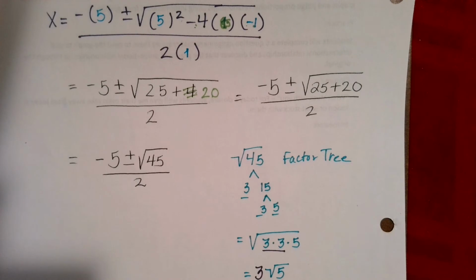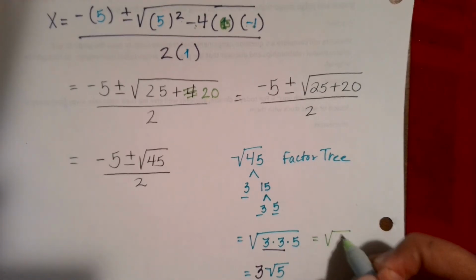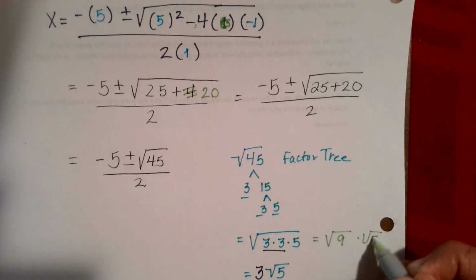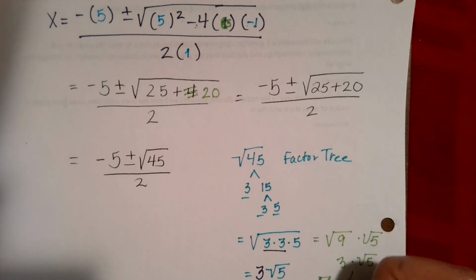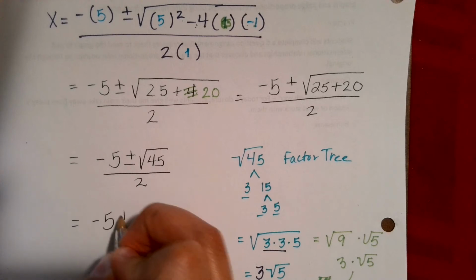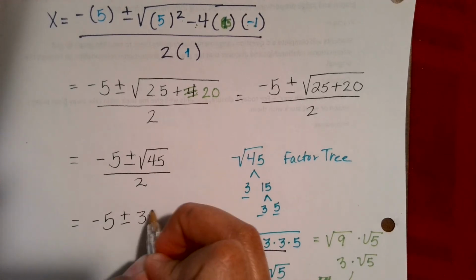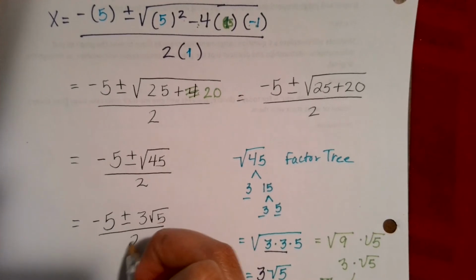Again, how can you think about this? Why does that work? Because technically you have the square root of 9 times the square root of 5. And the square root of 9 is 3. And then you're left with the square root of 5. So that's how you get it. That's the math behind that. So now that we have it like that, let's rewrite it over here. We're going to have negative 5 plus or minus the square root of 45, which is 3 square root of 5, over 2.